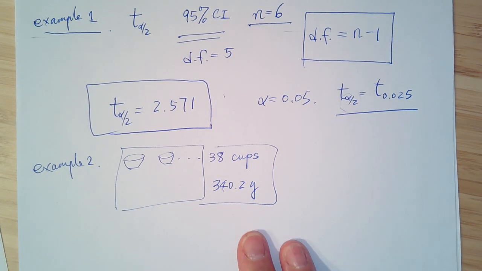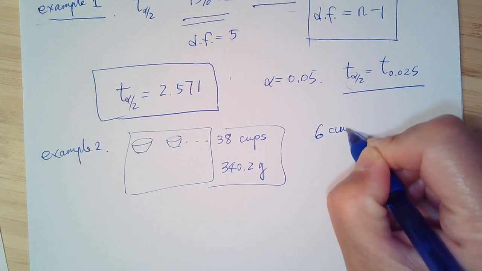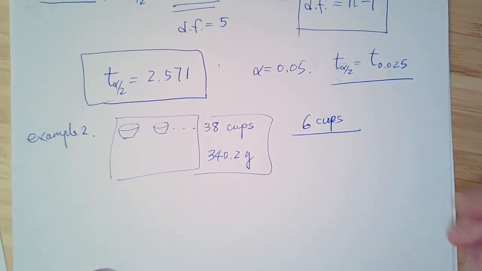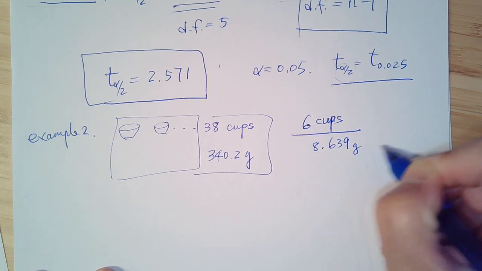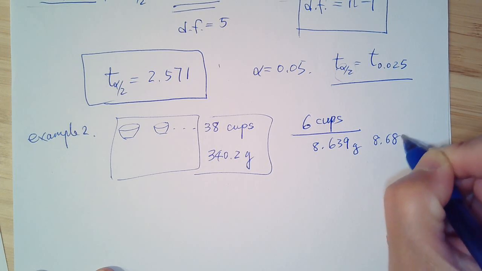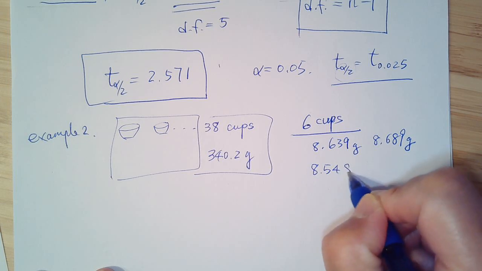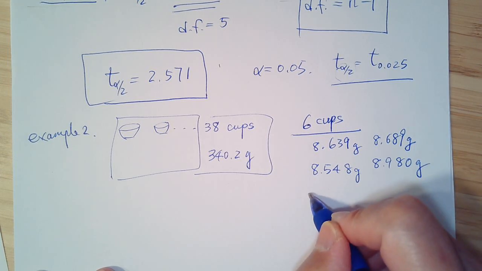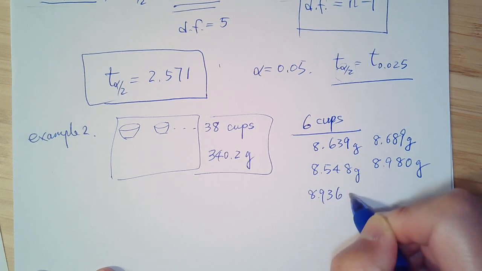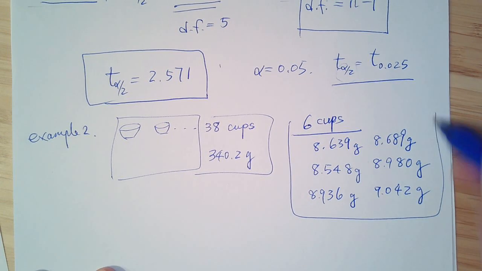They print that out on the label. So what you did is you randomly select, a simple random sample, you simply randomly selected 6 cups. And then what do you get? You weigh them, okay? So you have 8.639 grams, and you have 8.689, right? You have a very, very precise way. I assume that you have a little scale that can help you to get this. And 8.936 and 9.042. That's your sample. Simple random sample.